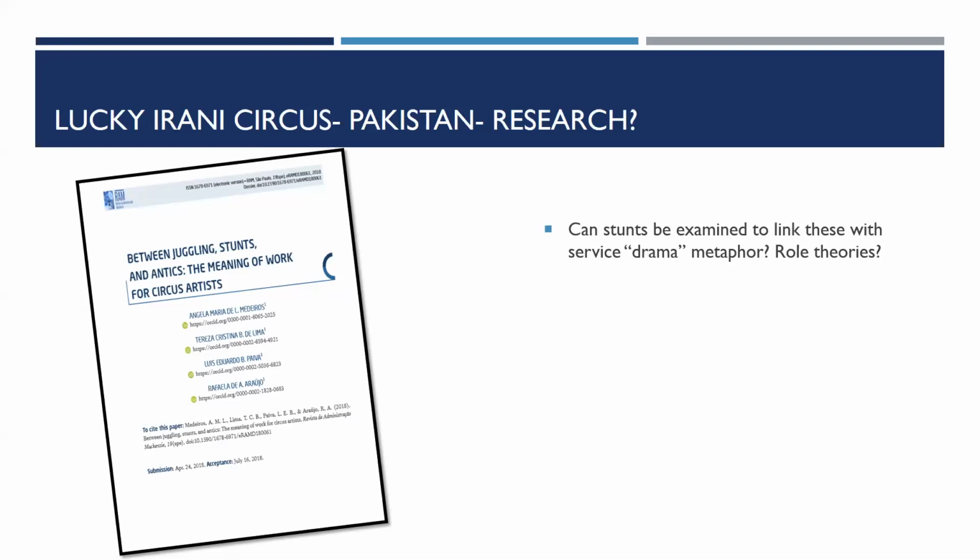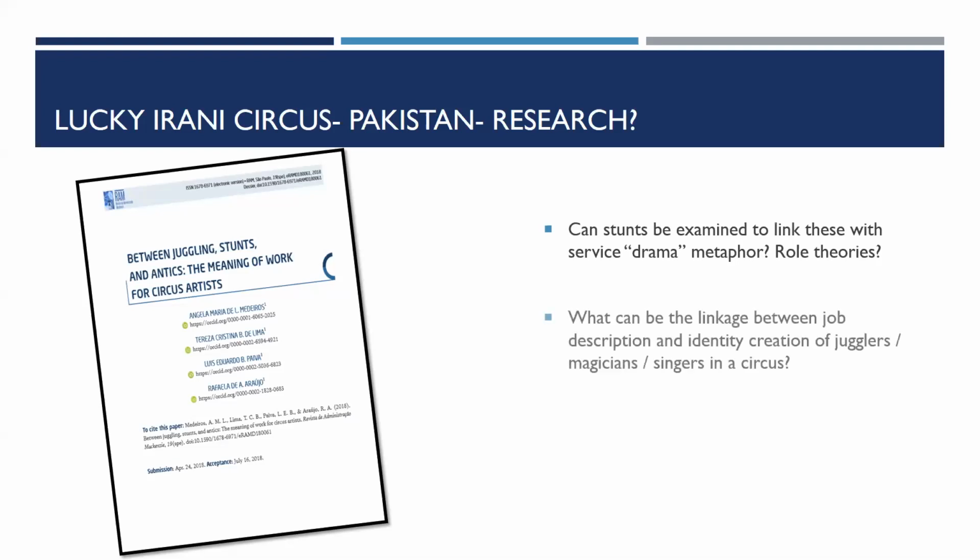Can we explore some role theories? What can be the linkage between job description and identity creation of jugglers, magicians, or singers in a circus? Yet another question could be the physical evidence of the circus. Really? Because physical evidence and role theories and job description, this is pure theory which is discussed in the books.